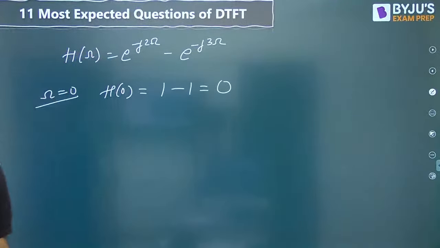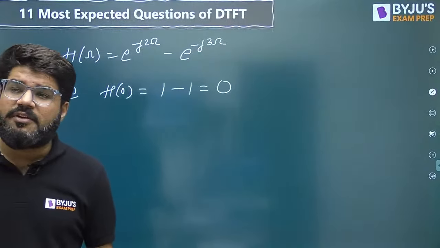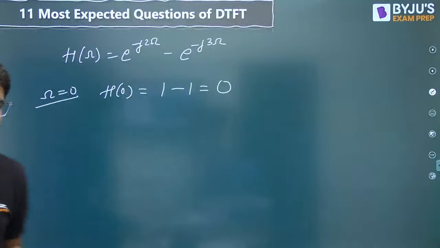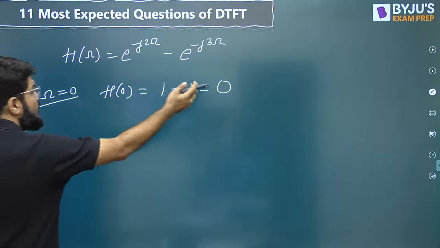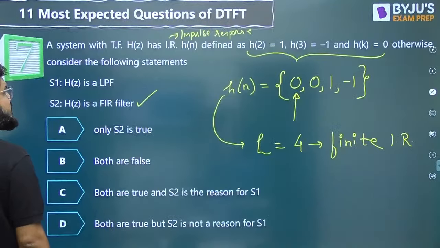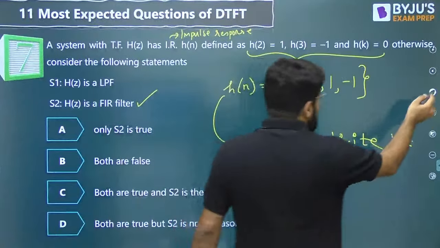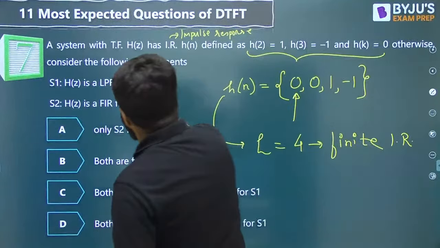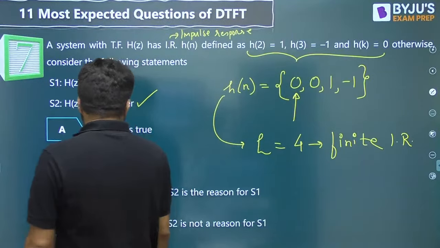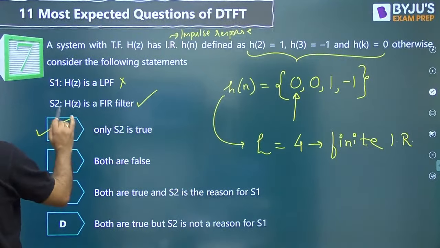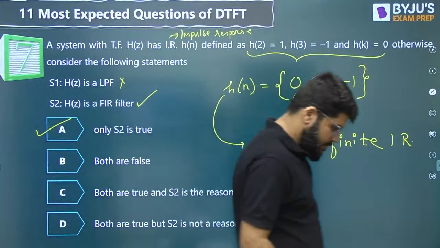Definitely it cannot be a low pass filter, because if it was a low pass filter, it would pass the low frequency with high gain. But it is blocking the low frequency. It does not pass because it has 0 gain. Okay, so we will continue the discussion, but at least one point is clear: whether it is a low pass filter, no. Right, so which of the statements? Only statement 2 is correct. Option number A should be the answer.